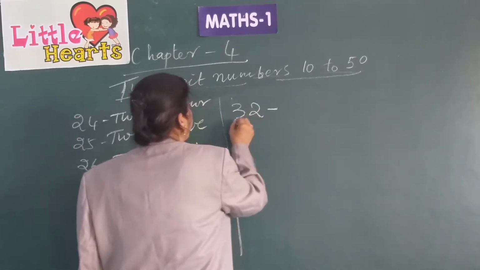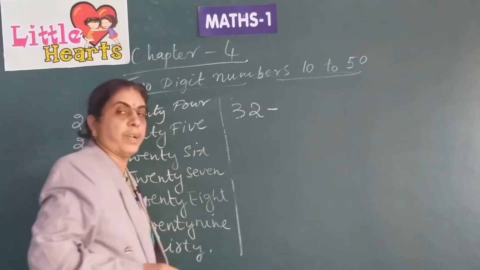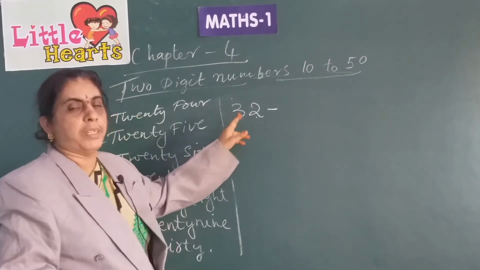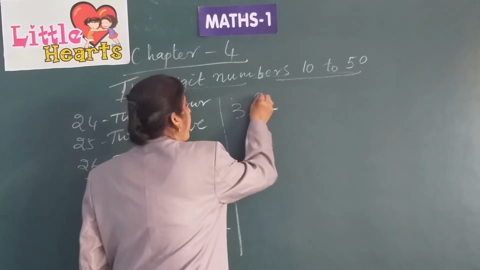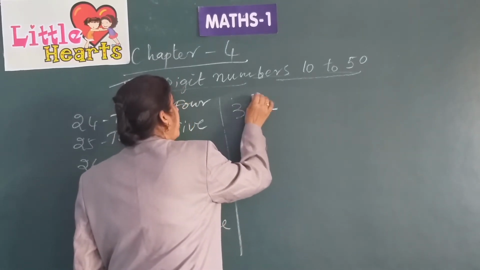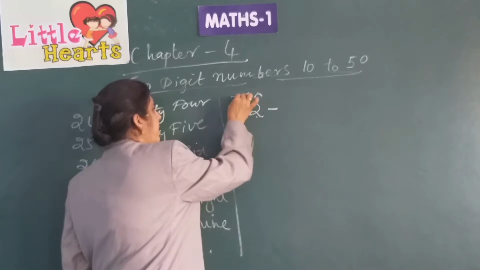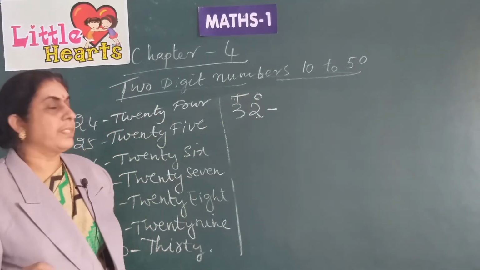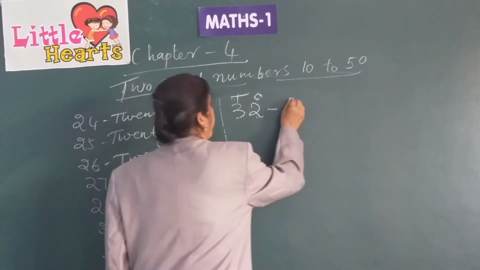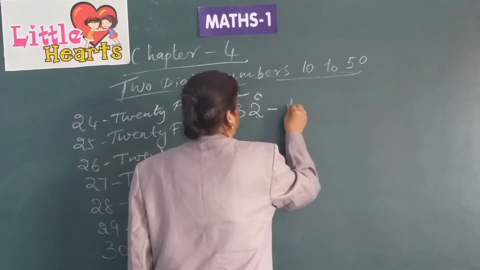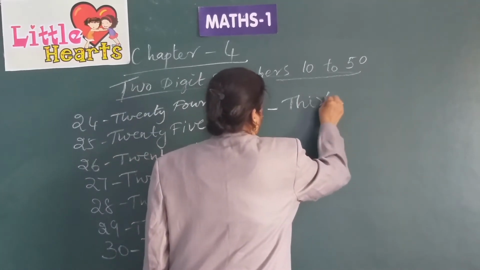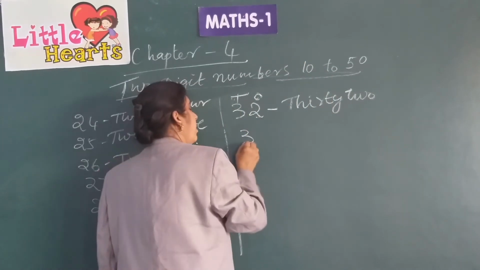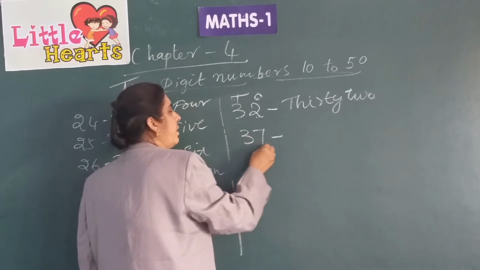This is 3 in the tens place and 2 in the ones place. Oh, I forgot to tell you that in the two-digit number, the first number takes tens place, and the next number takes ones place. It is 3 tens, 2 ones. So it is written as 32. This is 37.